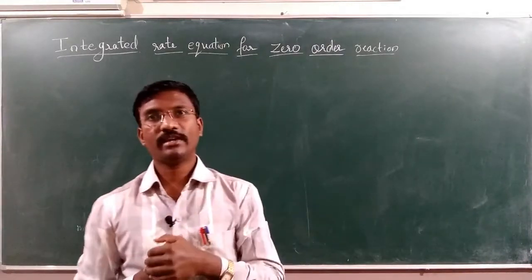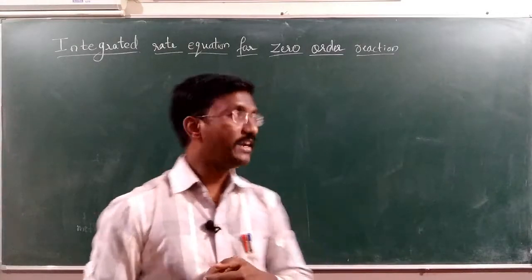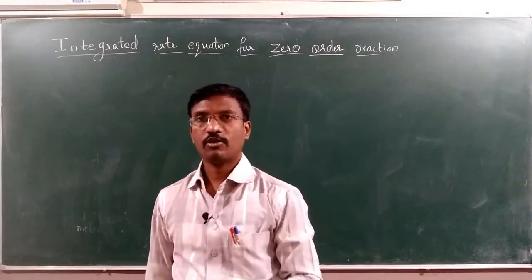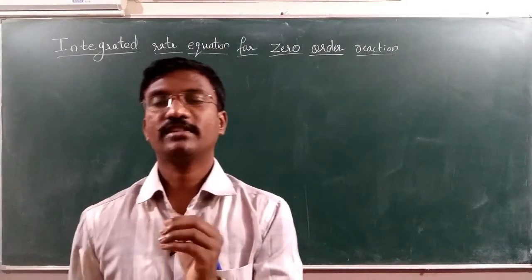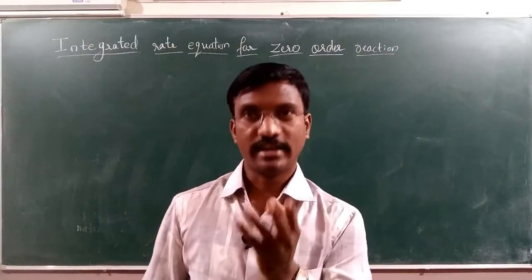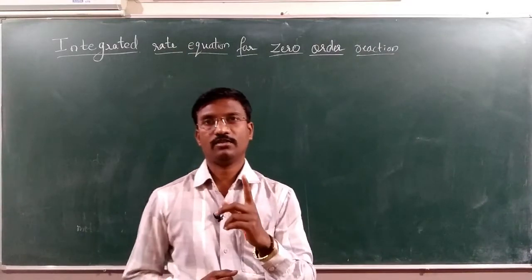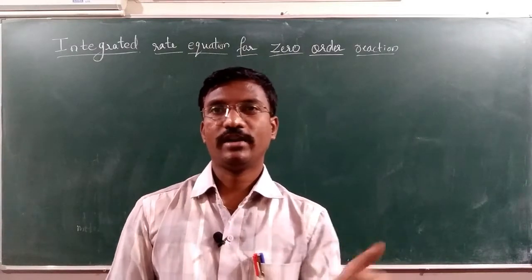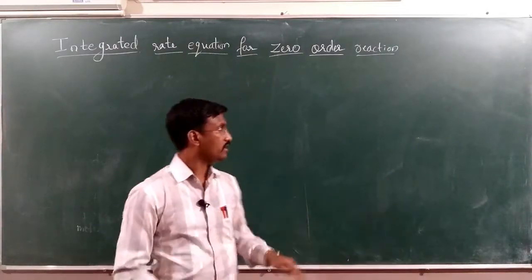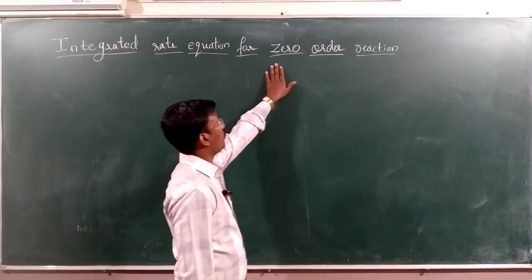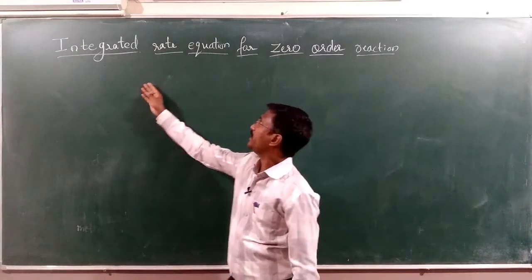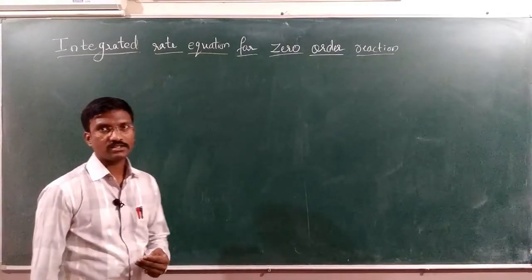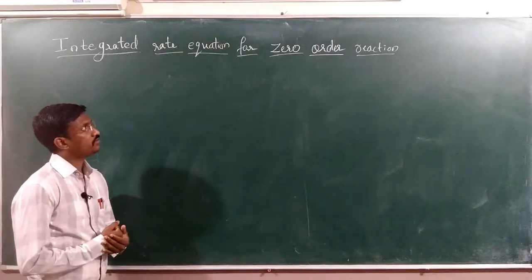So first we will begin with the derivation of the integrated rate equation for zero order reaction. Keep in mind that this integrated rate equation derivation is used to calculate the rate of the reaction using the integrated formula. It's only for zero order reaction. For first order we have a different equation. So here we are deriving the integrated rate equation for zero order reaction. This will be asked for 3 marks: Derive the integrated rate equation for zero order reaction.